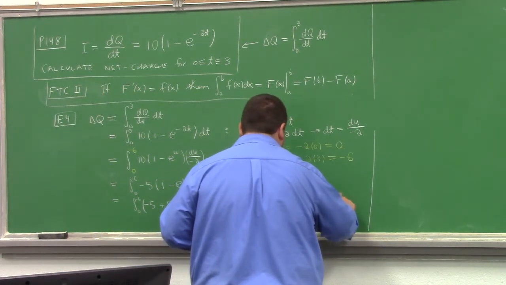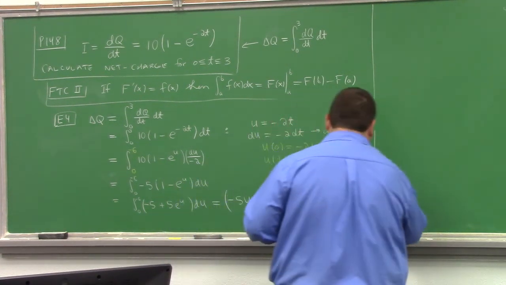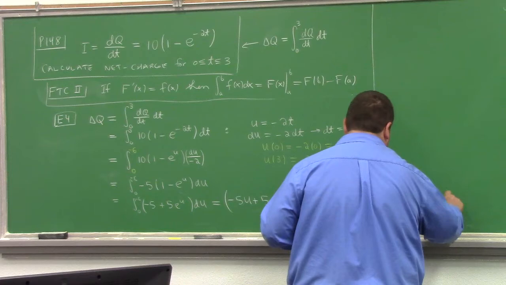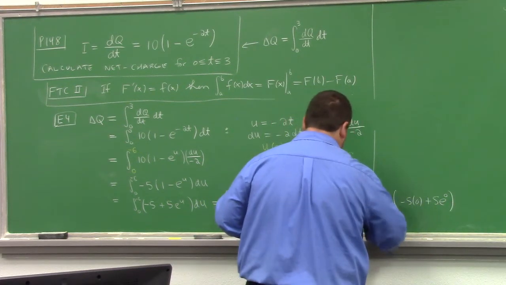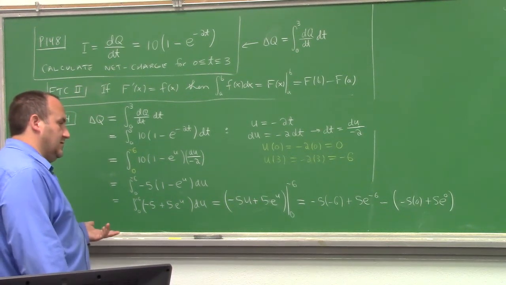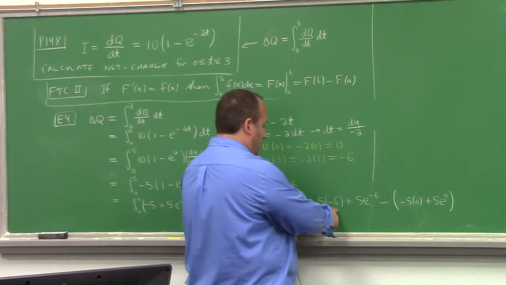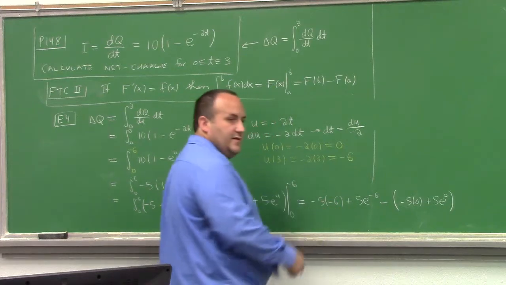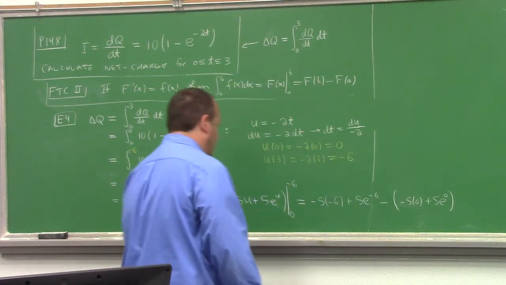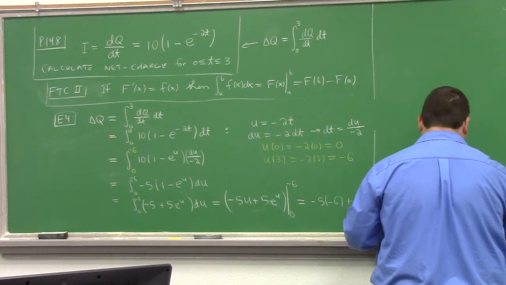Minus 5 times minus 6 plus 5e to the minus 6, minus, parentheses, minus 5 times 0 plus 5 times e to the 0. So that's like minus 30. Of course, 5 times 0 is 0, but, oh wait a minute, this is not minus 30, this is 30. Yeah, 30, and this is minus 5. So we get 25 plus 5e to the minus 6.